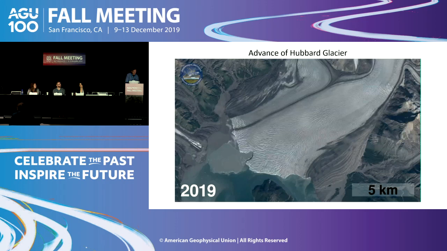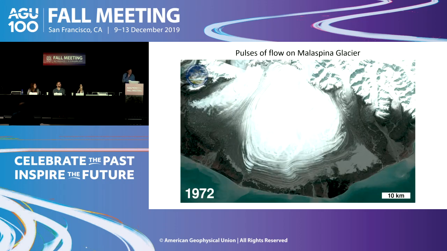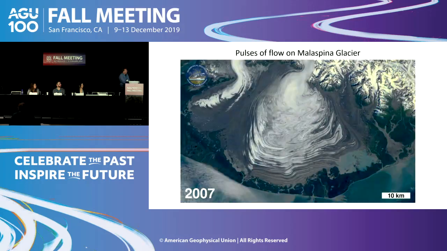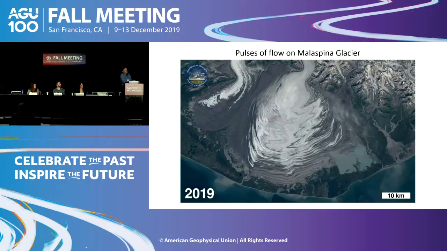It's one more thing that you can learn from when you have such a long record to set everything in context. This is a large Piedmont lobe. It's called Malaspina Glacier. We've changed scales here. This is more than 80 kilometers across. It's a big puddle of ice spreading out on the coastal plain.